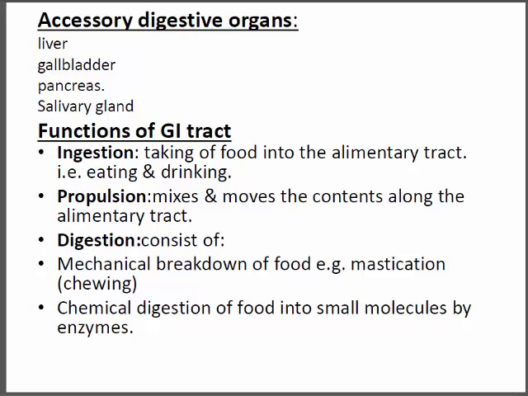The general functions of the GI tract are ingestion, propulsion and digestion. Ingestion is taking food into the alimentary tract. For propulsion, it mixes and moves the contents along the alimentary tract. For digestion, it consists of mechanical breakdown of food, that is mastication, meaning chewing, and chemical digestion of food into small molecules by enzymes.